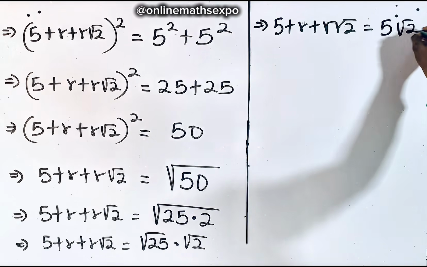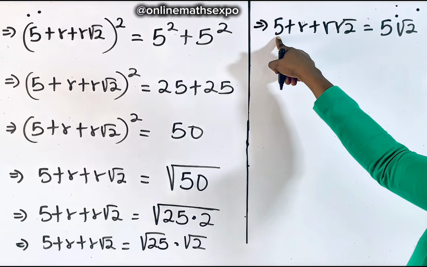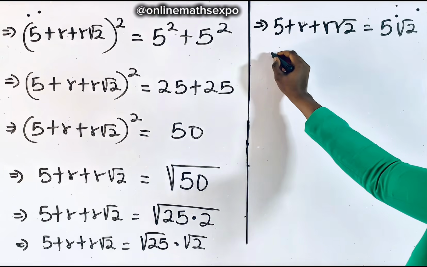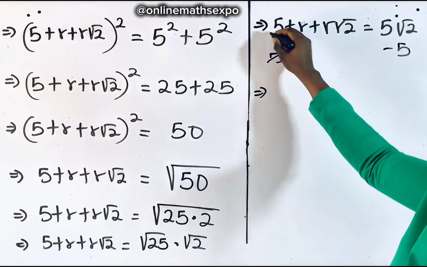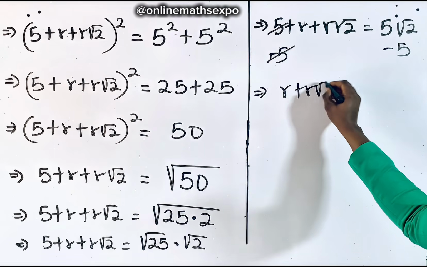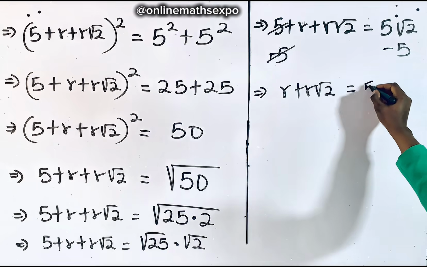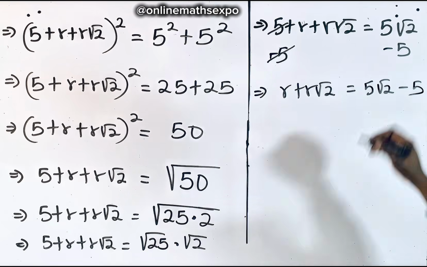We have 5 root 2. Let's collect like terms. We are going to take this 5 to the right side. So in that case, we subtract 5 from both sides, and this takes off. We have r plus r root 2 is equal to 5 root 2 minus 5.